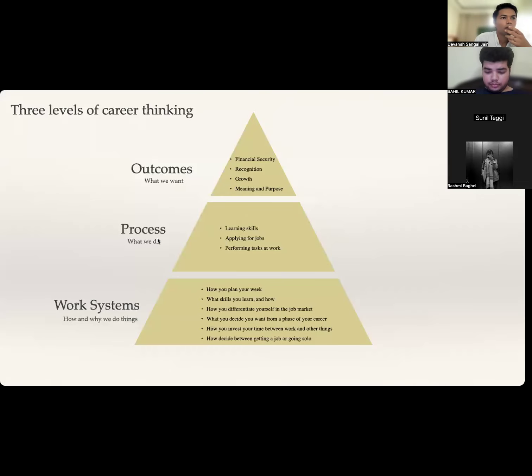So this in some ways is the most practical part, or this is where we connect to the practical part. If you guys remember this thing here, you guys remember this idea, outcome process work systems? This part ring any bell for anyone?